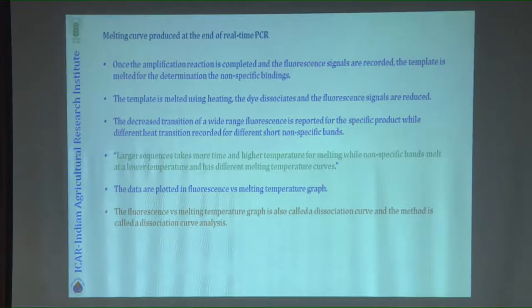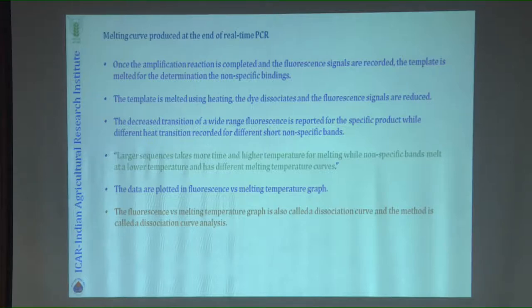When you have a longer amplicon, it will take time to separate, and the amount of fluorescent molecule which comes out is also very less. Whereas smaller, non-specific bands will easily give out all the molecules, right? The data are plotted in a fluorescence versus melting temperature curve. That graph is known as the dissociation curve, or the method is called dissociation curve analysis.